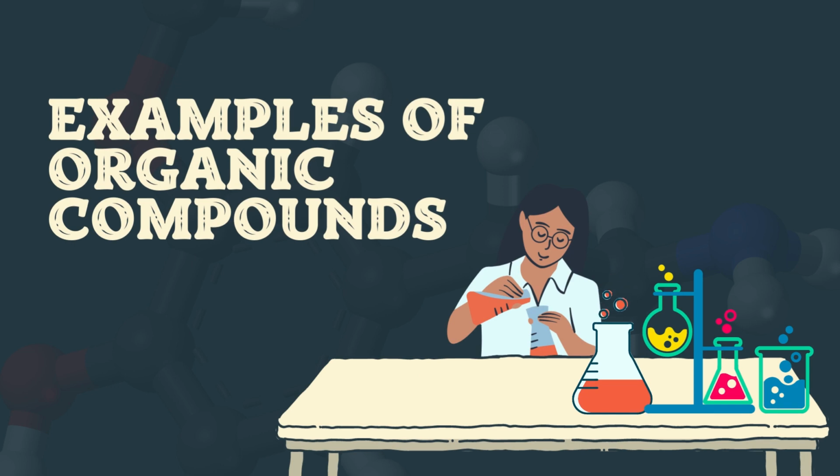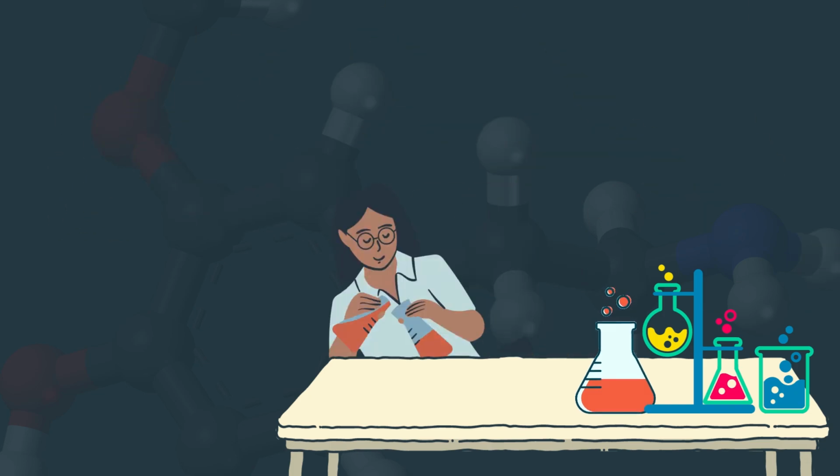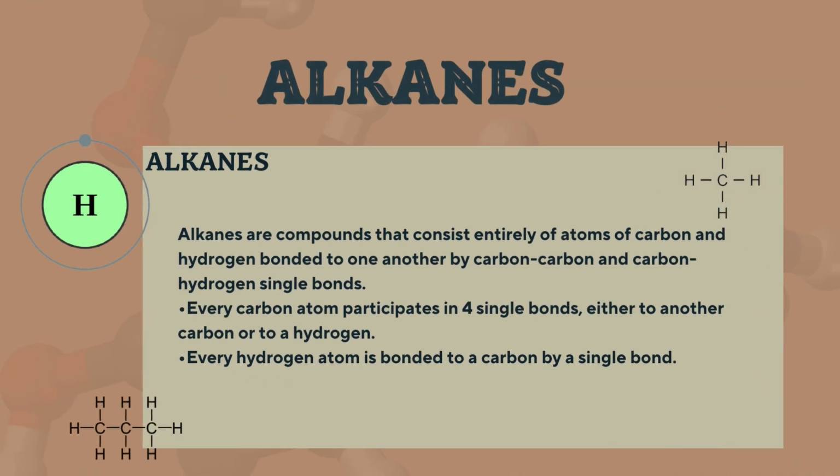So let's look at these hydrocarbons, these examples of these organic compounds that we are talking about. So we are going to start with alkanes. So basically, alkanes are hydrocarbons that contain only carbon-carbon single bonds, as I have mentioned previously. Now, every carbon atom participates in four single bonds, either to another carbon or to a hydrogen. Also, we need to note that every hydrogen atom is bonded to a carbon by a single bond.